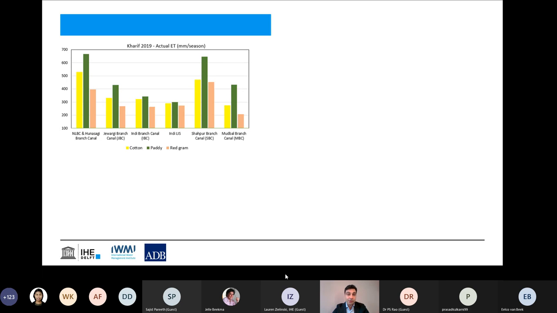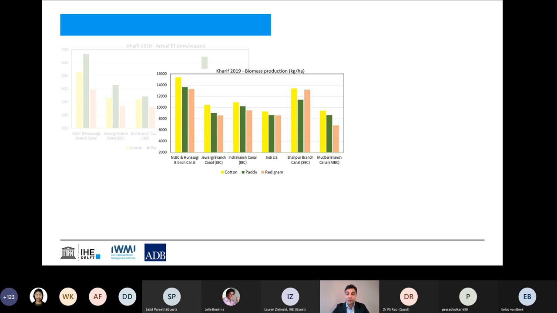2019 Kharif. In some of the schemes, clearly water consumption is higher than the others for different crops. The first one in NLBC, you see much higher, about 650 millimeter for paddy, whereas for the second or third one, you see much lower numbers, which are between 300 and 430. Next.